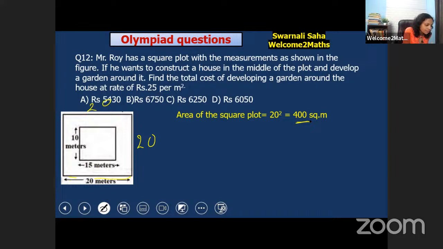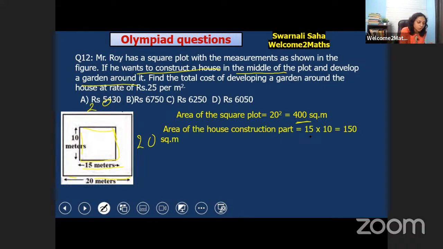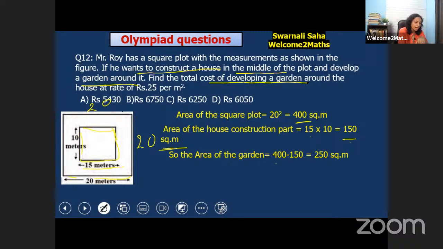Fine. Now, if he wants to construct a house in the middle of the plot and develop a garden around it, so it is the building construction area. And here the length is 15 and breadth is 10. So it would be 15 into 10 is 150 square meter. Fine. Now he wants to build a garden. So what you have to do? For just garden area would be 400 minus 150. It would be 250 square meter. Yes, very good, Shantanu. Nice.